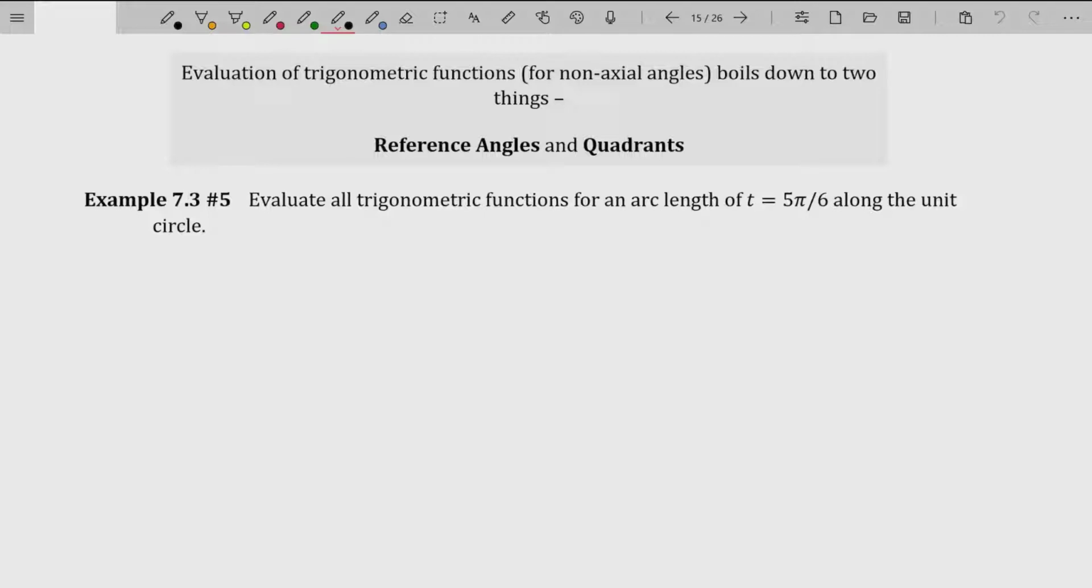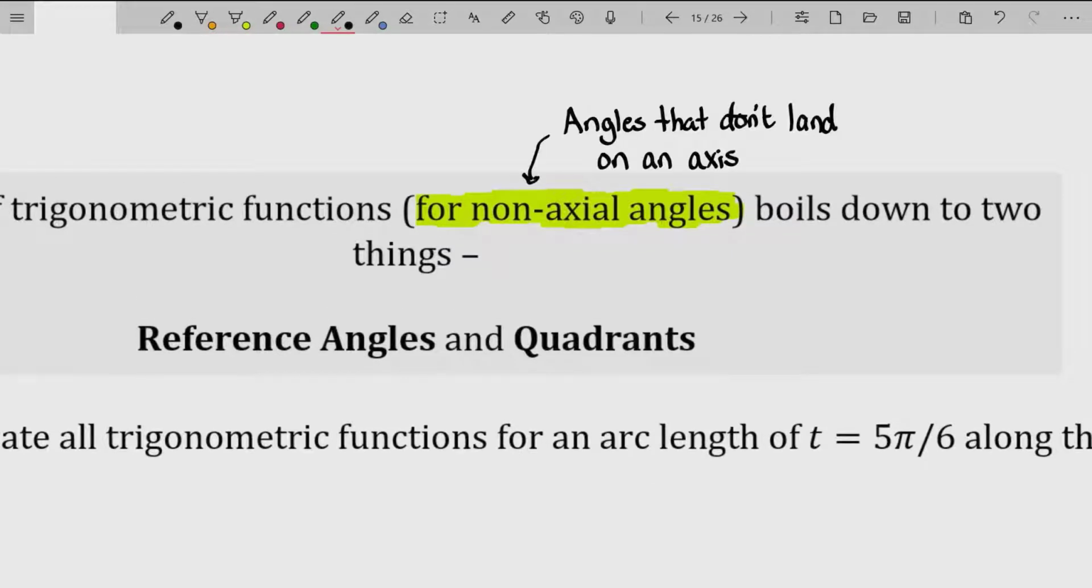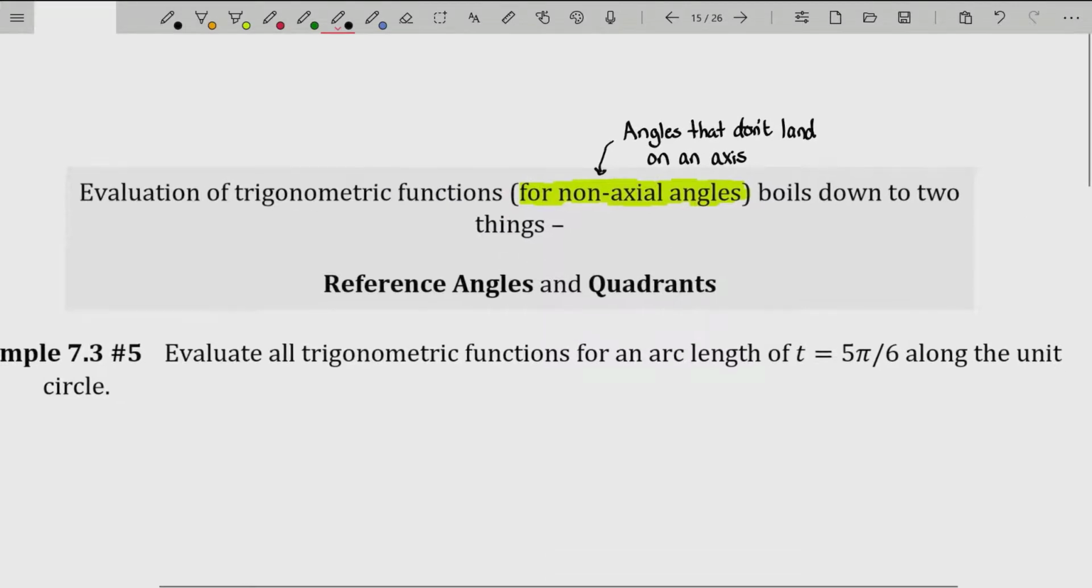And here is where I start my mantra. Evaluation of trigonometric functions for non-axial angles. And what I mean by non-axial angles is that the angles don't land on an axis. So I'll write that up above. That's not very mathematical, by the way. I should say angles that do not terminate on an axis, but that's okay. Anyway, evaluation of trig functions boils down to two things: reference angles and quadrants.